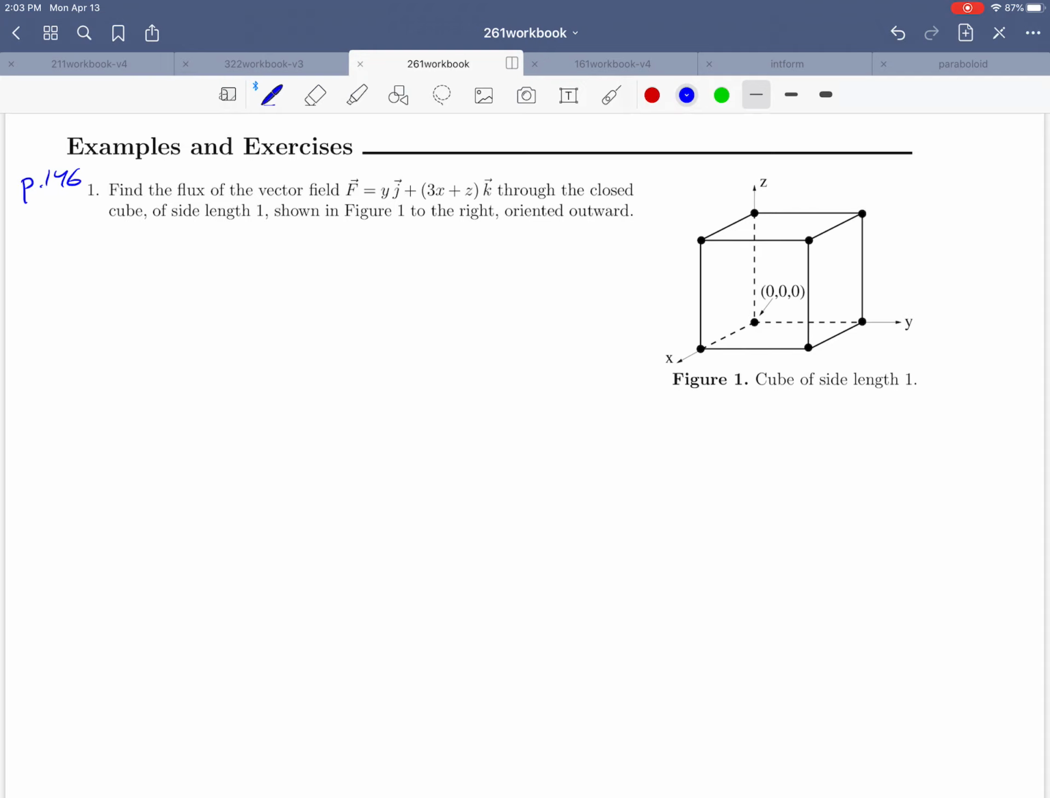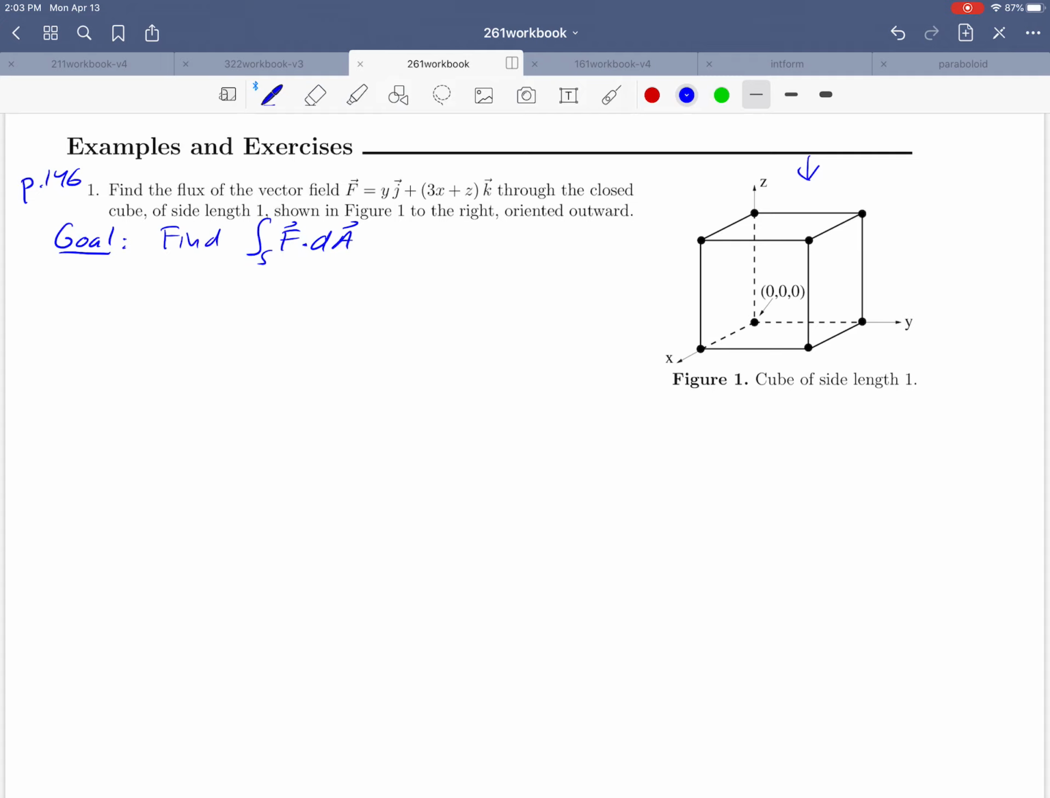They're giving us a vector field, yi plus 3x plus zk, and they'd like us to find the flow of that vector field through the cube that we're seeing over here to the right. So the outside surface of the cube, we're trying to measure the flow of this vector field through that. Okay, so in mathematical terminology, what we are trying to find is the flux integral, F dot dA.